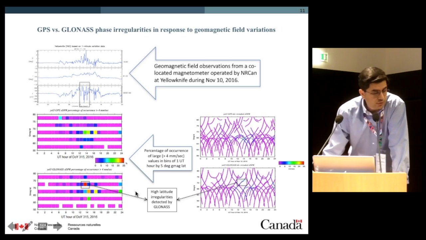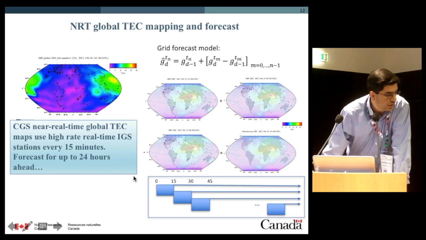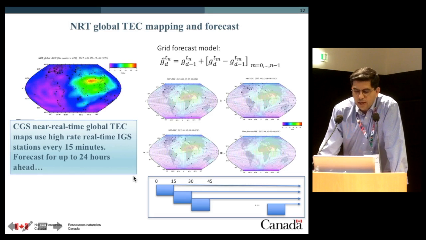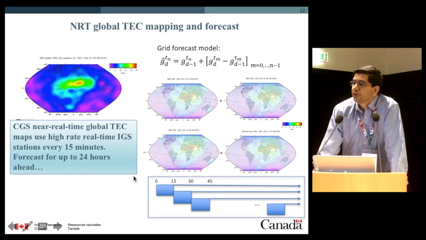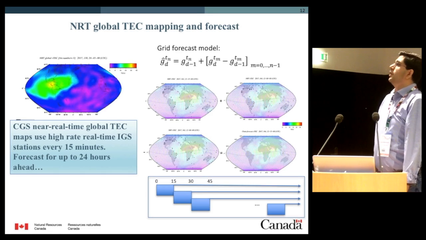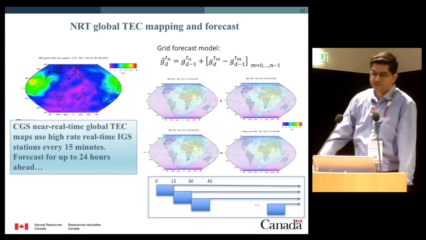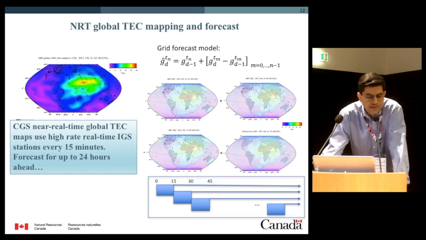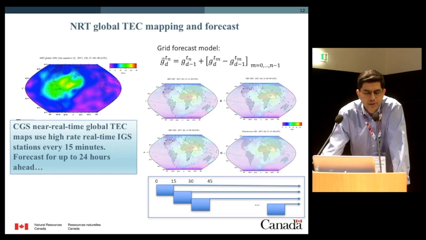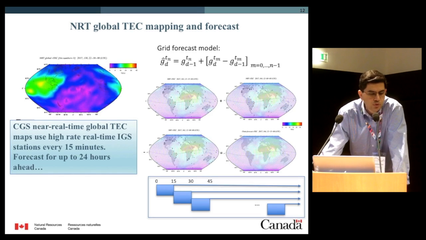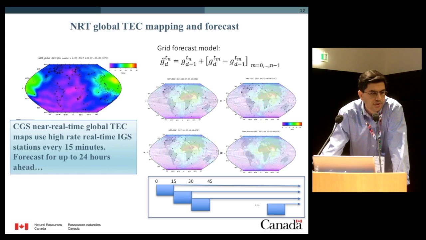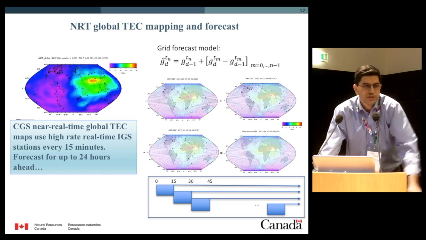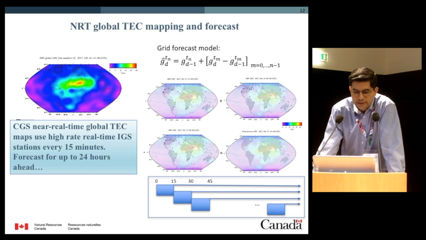So moving forward to the next part, how much time do I have? 3 minutes. Of course, in addition to the irregularities, we have a TEC map in near real time, and recently I have implemented a simple grid forecast model for the rest of the day. We call this product EMUG ultra rapid, because they are available in near real time and forecast for the rest of the day when the data is not yet available.